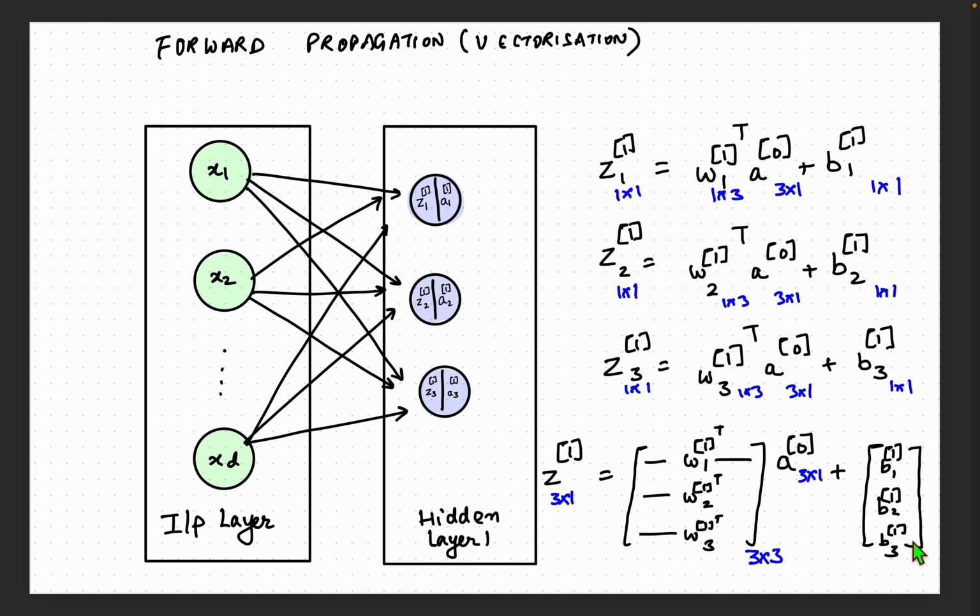Now, if you try to vectorize this, we get Z as 3 cross 1, and then we can put each of these W's as rows in a matrix, which becomes 3 cross 3. It is 3 cross 3 because we have 3 nodes in hidden layer 1 and 3 features as well. Then we multiply that with A0, which doesn't change across the nodes, and then we add the bias term of each of the nodes.